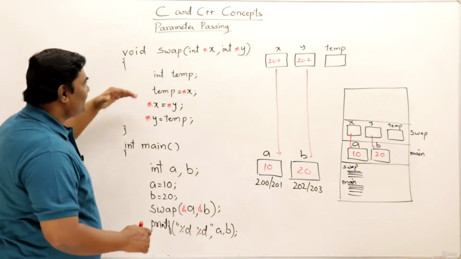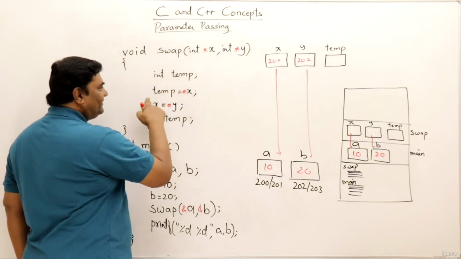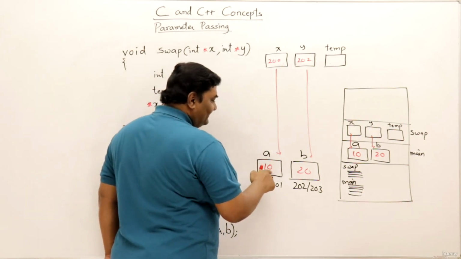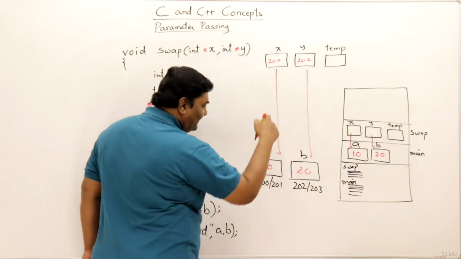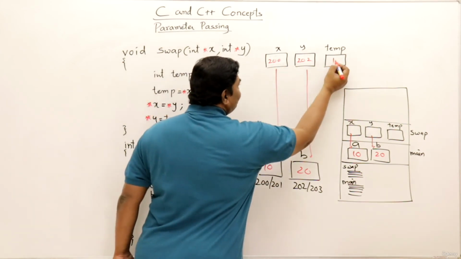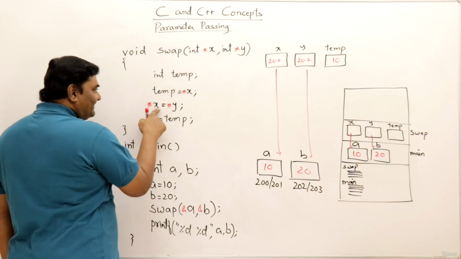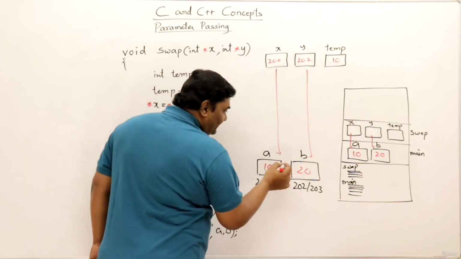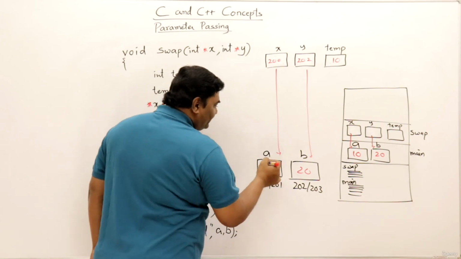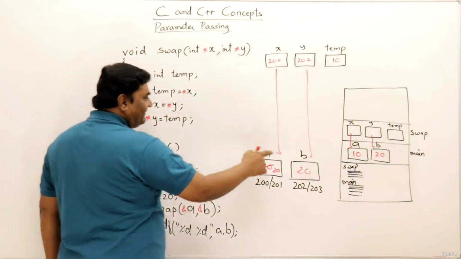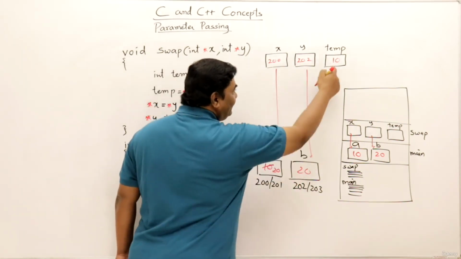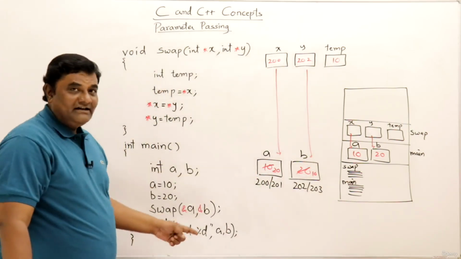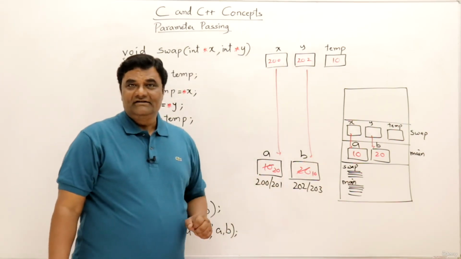Now, when the function is called, temp is already there. Temp assigns asterisk x, so that is 10. If you say x, it is 200. Asterisk x is 10. So 10 is stored in temp. Asterisk x assign asterisk y. Asterisk x is 10, asterisk y is 20. So 20 is copied here. Then asterisk y assign temp. Asterisk y is this one, assign 10. So temp is 10. Now you can see that actual variables are modified.